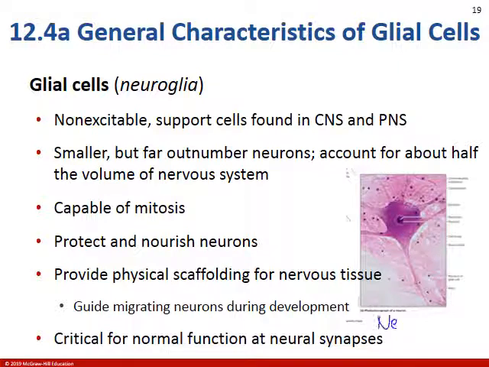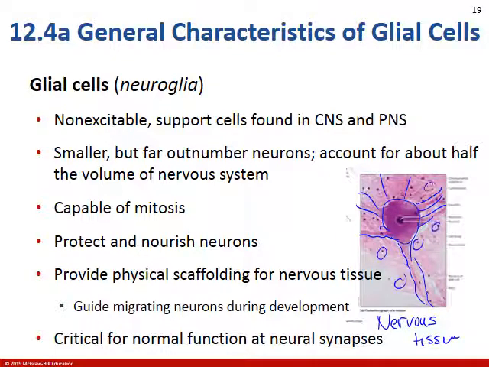If we were to look at a nervous tissue sample, we can see here the cell body. We can see the dendrites coming off of the cell body. We can see the taper, or the axon hillock. We can see the axon. You see these cells kind of surrounding the neurons? Those are the glial cells.